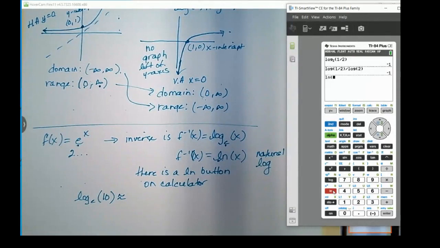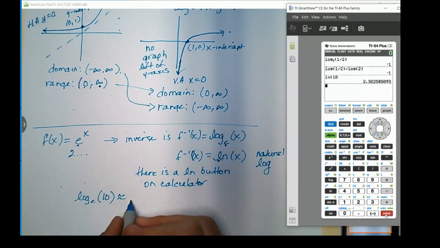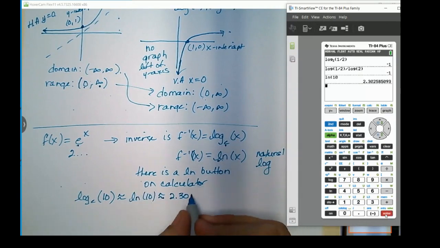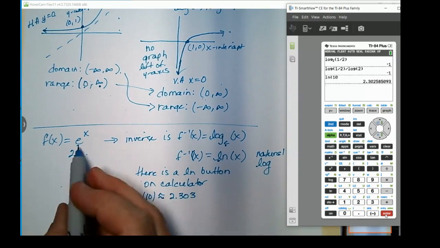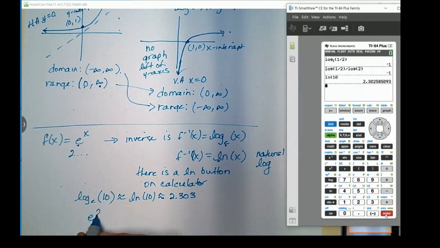by just using our ln button on our calculator. So if we just do ln of 10, that's going to give us that exponent. Let's say we round this to 3 decimals, that's going to give us 2.303. What that's telling us is that if we take e to the 2.303, that's going to give us approximately 10.